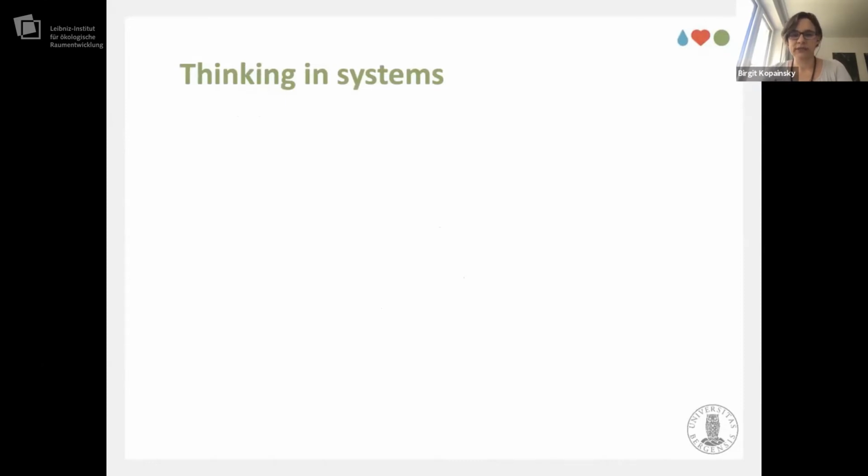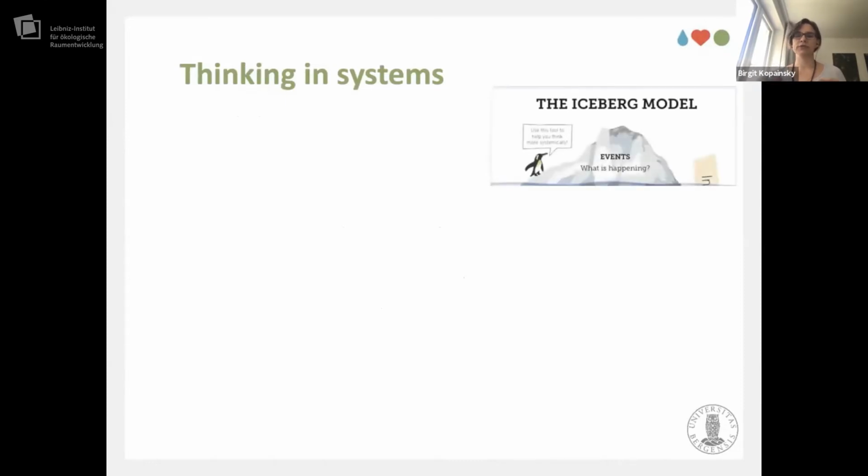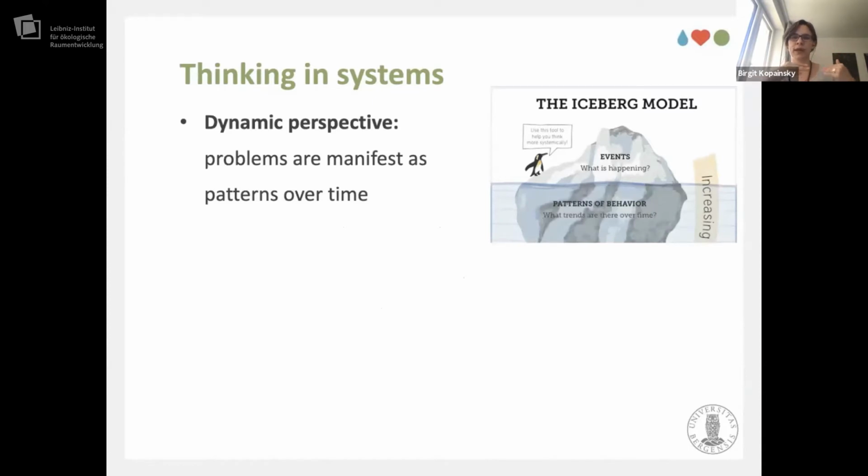And when we conduct system dynamics studies, what we try to do is step away and not focus very much on events. So we don't look at a drought hitting a country, but we try to step backwards, adopt a dynamic perspective, and look at problems as manifestations of patterns over time. So it's more a series of droughts that starts being interesting from a dynamic perspective. So we look at patterns of behavior, at trends, and how they unfold over time.